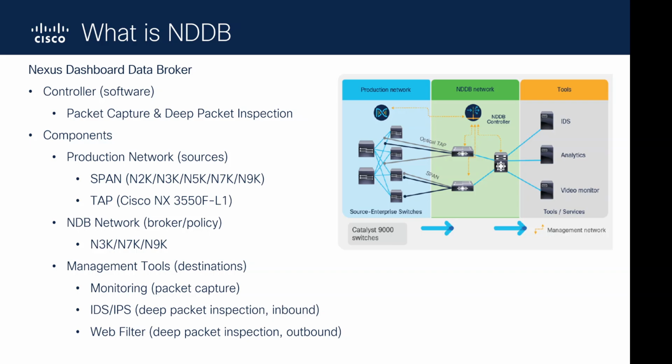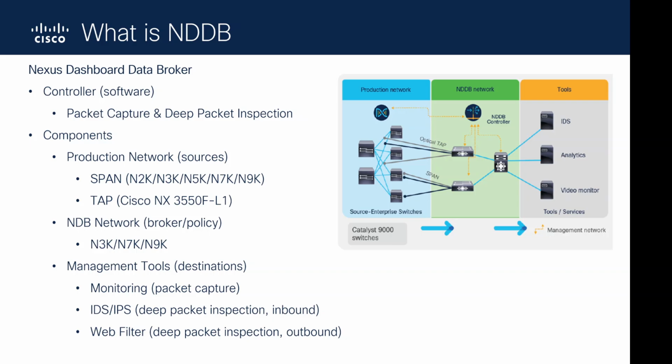They range anywhere, I think, from 1 gig to 400 gig. So, this can be a very scalable network in terms of being able to accommodate the amount of traffic that is ingressing the network from the production network. And these devices are typically Nexus 3K, 7K, or 9K devices. And then on the far right, we have a set of management tools, right?